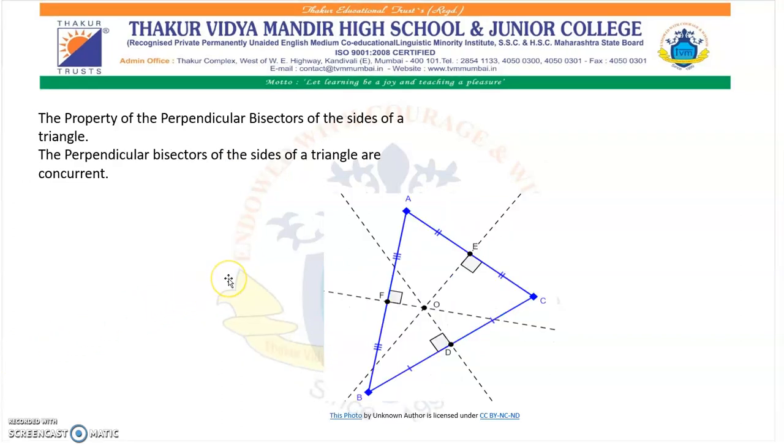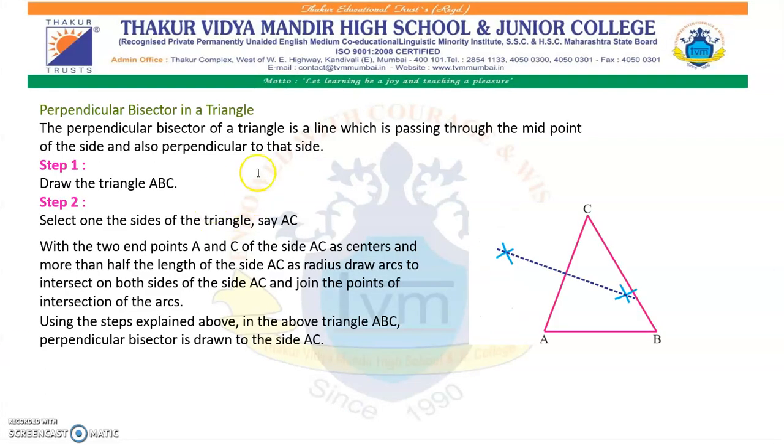Now, property of perpendicular bisectors of the sides of a triangle. The perpendicular bisectors of the sides of a triangle are concurrent. The perpendicular bisector of a triangle is a line which is passing through the midpoint of the side and also perpendicular to that side.